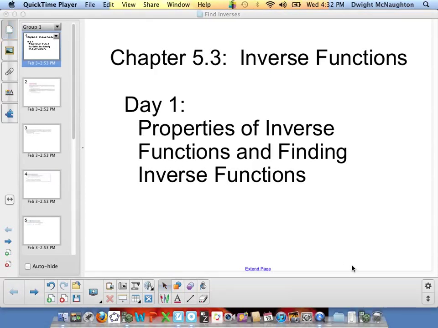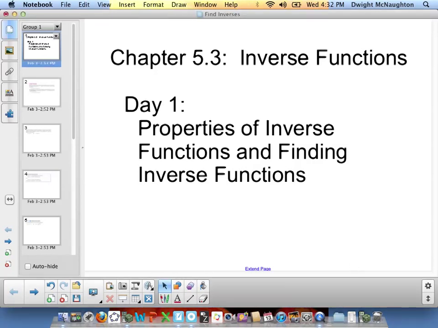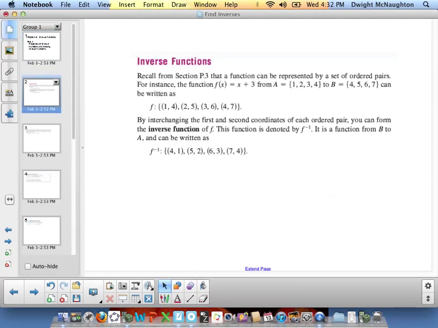Chapter 5.3, Inverse Functions. Day 1, Properties of Inverse Functions and Finding Inverse Functions. This is a quick review from pre-calculus. We're going to look at what it means to be an inverse function, a little bit of calc topic to it, and then finding inverse functions.